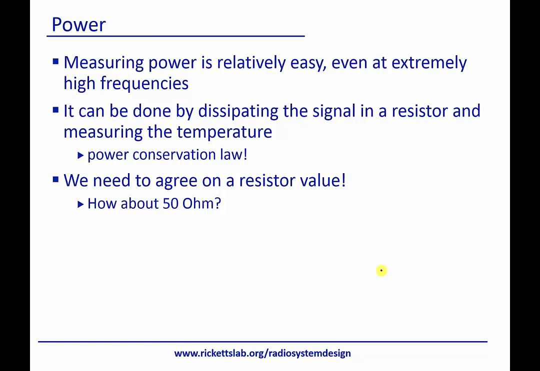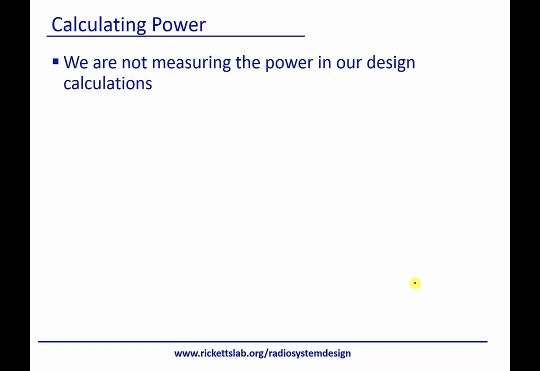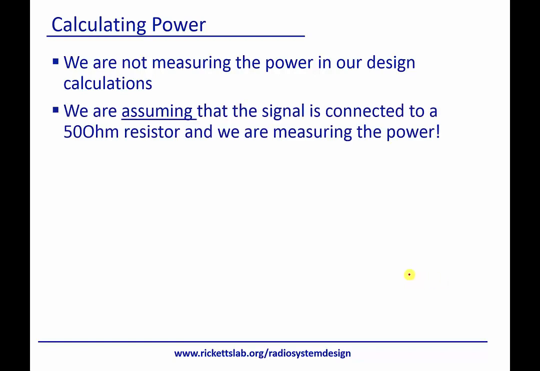Let's look at how we would calculate power from voltages and currents. When we do a lot of our design calculations, we're talking about voltages and currents. When we talk about power, we have to assume that we're driving a 50 ohm load. So when I ask you the power in a signal, I'm assuming it's driving a 50 ohm load unless I specify otherwise. This can lead to a lot of confusion because most papers don't even mention the fact that there's an assumption of 50 ohms. You just need to remember that.